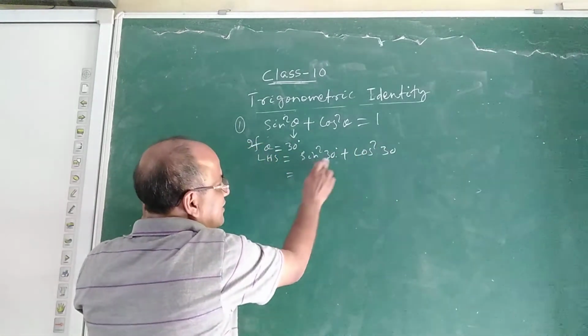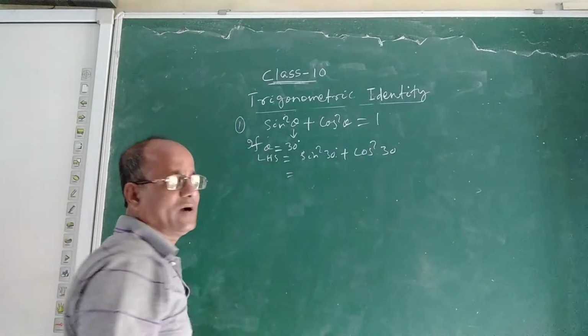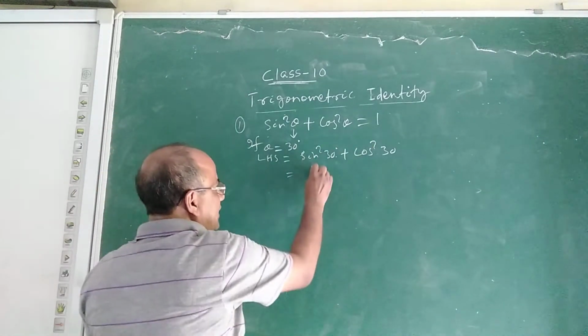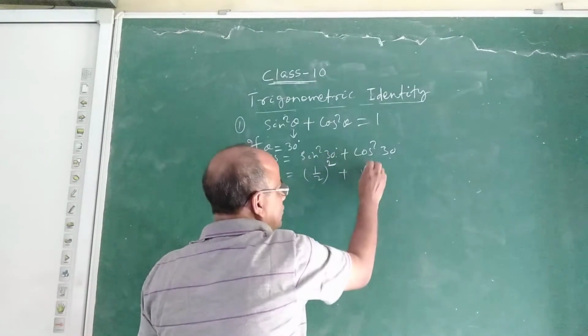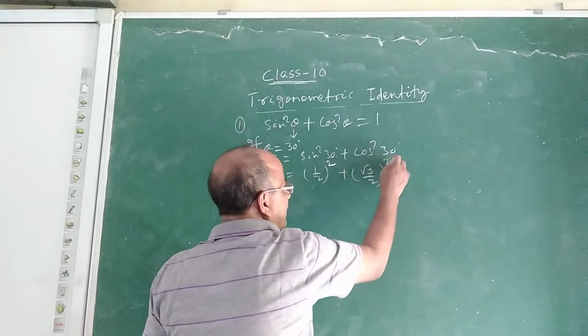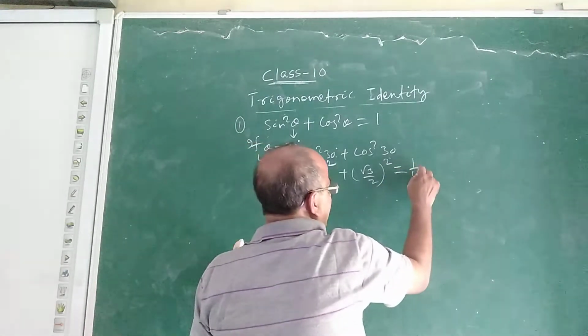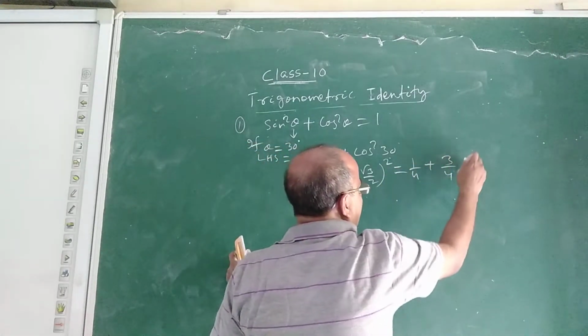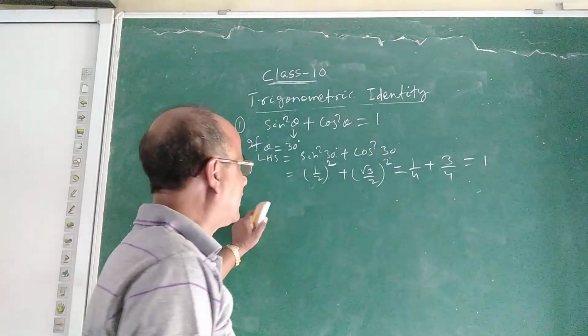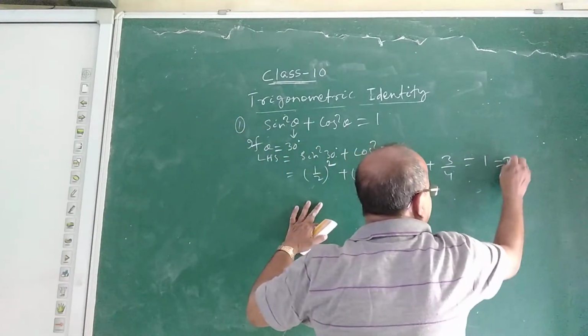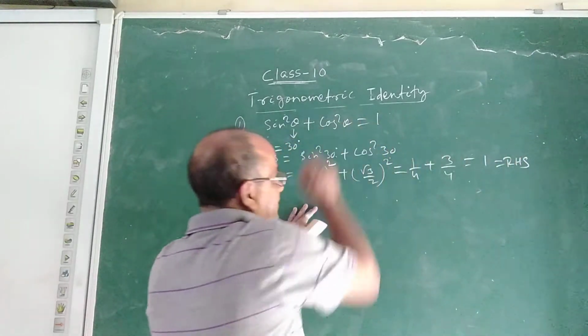Sin square 30 means sin 30 degree whole square. And what is the value of sin 30? You know, the value of sin 30 is 1 by 2 whole square. The value of cos 30 is root 3 by 2 whole square. Now you simplify it. It will be 1 by 4, it will be 3 by 4, and you add the 2, you will get 1. 1 by 4 plus 3 by 4 equal to 1, and this is equal to the RHS. You see? Because in RHS it is given 1.